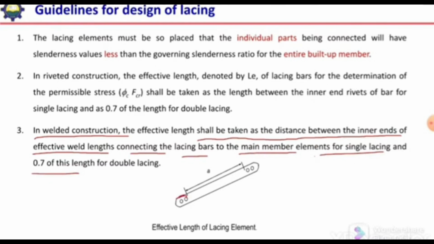In welded connection, the effective length shall be taken as the distance between the inner ends of the effective weld length connecting the lacing bar to the main member element for a single lacing, and 0.7 times that for the double lacing. So again, if the weld is up to here, like this, from the end of the weld up to the other end of the weld, we will have this length A, and LE will be equal to A in case of single lacing, and LE will be equal to 0.7 A in case of double lacing. What it means is we consider the effective length from the end of the effective weld up to the other end of the effective weld on the other side.